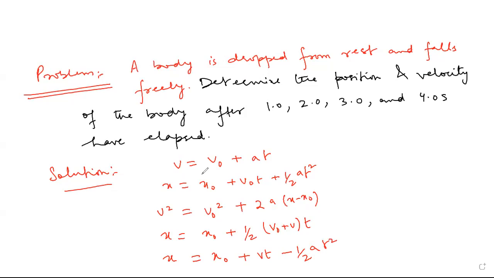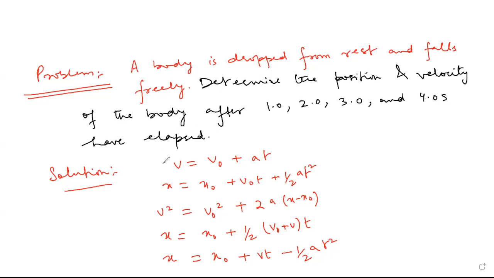Let me check them. V is equal to V naught plus At. X is equal to X naught plus V naught T plus half At square. V square is equal to V naught square plus 2a times X minus X naught. X equal to X naught plus half times V naught plus Vt. Then we have X is equal to X naught plus Vt minus half At square.